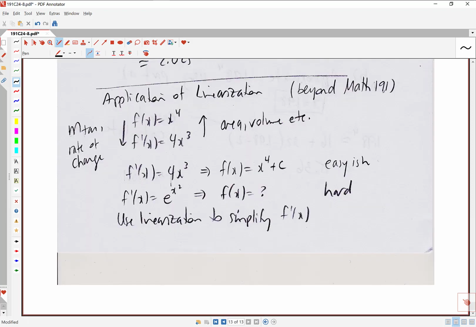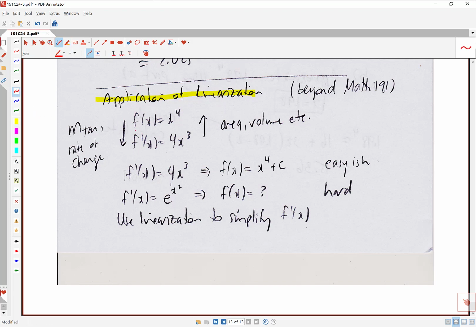So I want to talk briefly about how we would use this linearization beyond this course. It's something that you'll see in other courses, in other applications throughout your education. Let's just talk briefly about it to understand really why we care.